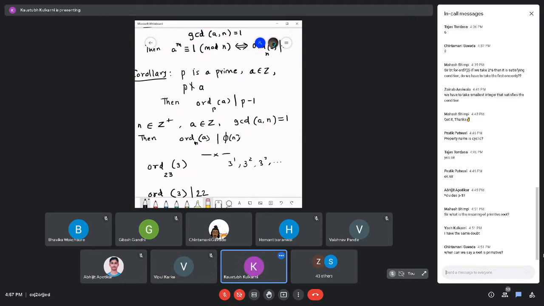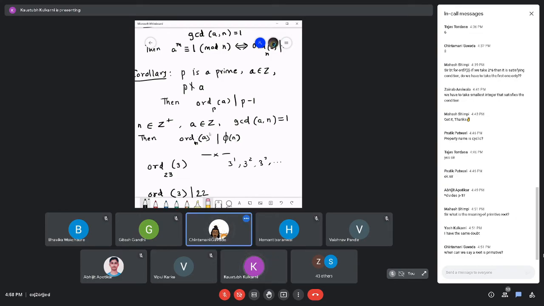Just how it is considered a primitive root, what is the significance of that? Well, in this case, if n is prime, then the totient of n will become n minus 1. And if n is composite, then it will be less than that, anything less than n minus 1, because there will be some factors if n is composite.